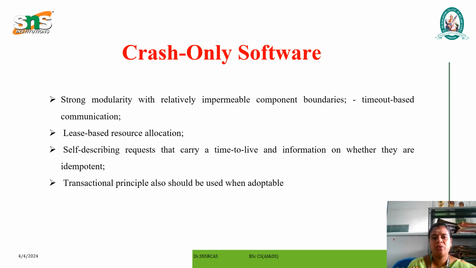Next one, crash-only software. Operating systems that do not have a reset are referred to as crash-only software, assuming continuity is important for the intellectual entity's conscious functioning, as it is for a living being. For this reason, the author includes a requirement of crash-only software in the composition of the requirements for an artificial intelligence operating system. Crash-only software means strong modularity with relatively impermeable component boundaries, timeout-based communication, lease-based resource allocation, self-describing requests that carry time to live, and information on whether they are transactional or should be used when idempotent.